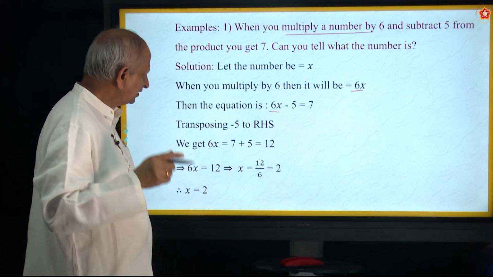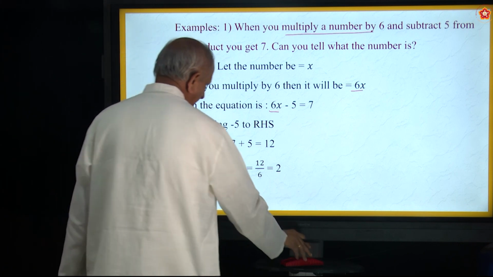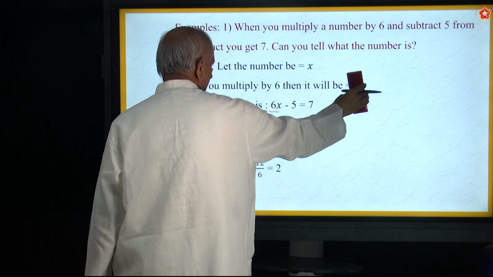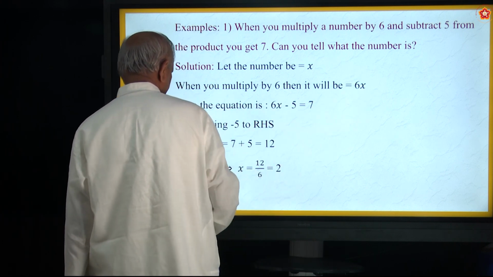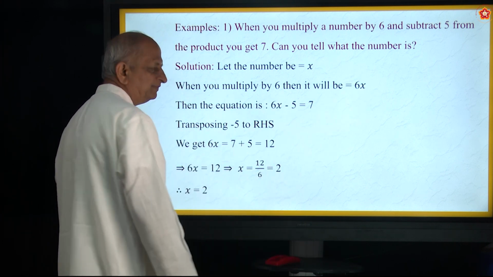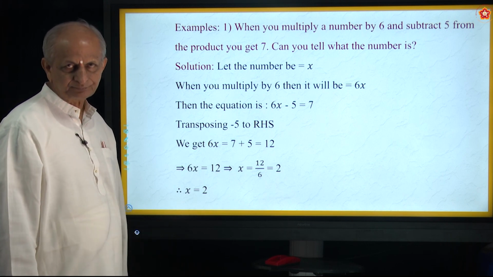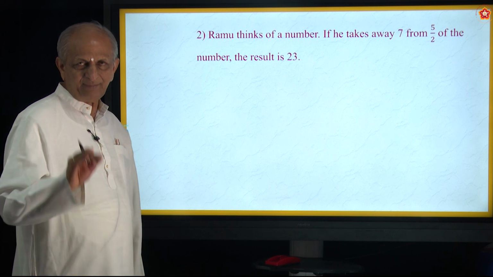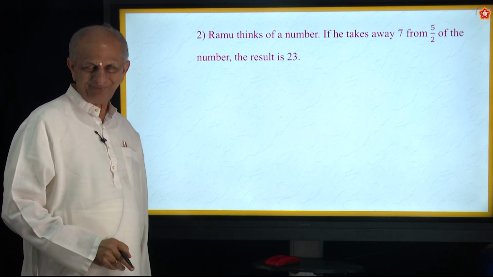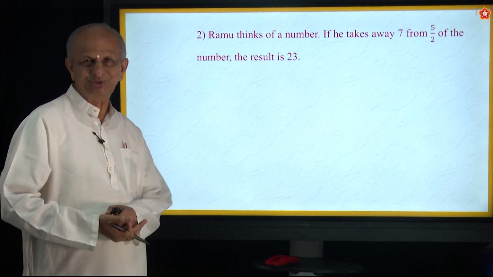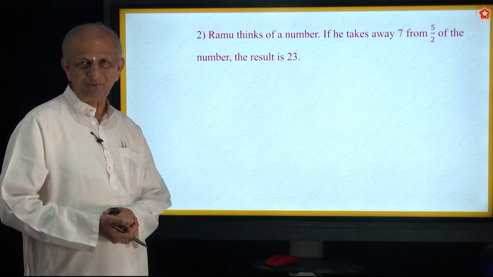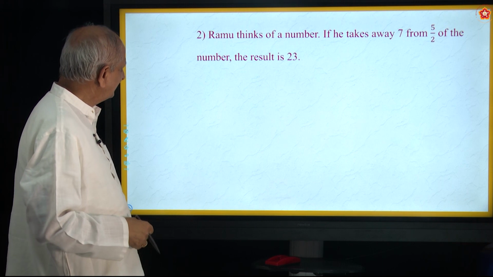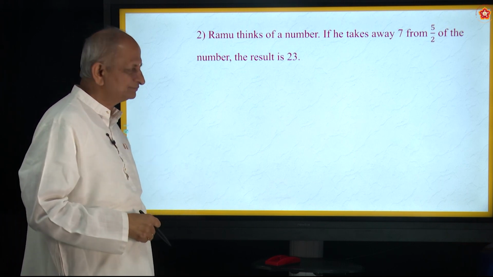Got it? Shall we pass on to one more question? Okay. Note down. Noted? Okay. Second, there is a boy called Ramu. You can write your name, there is no issue. Why sir, only Ramu, Bimu, Somu, whatever it is, you write your name. Thinks of a number. Note down.